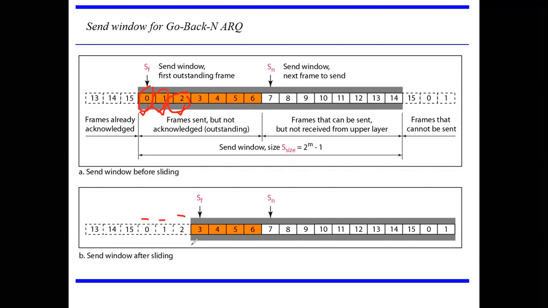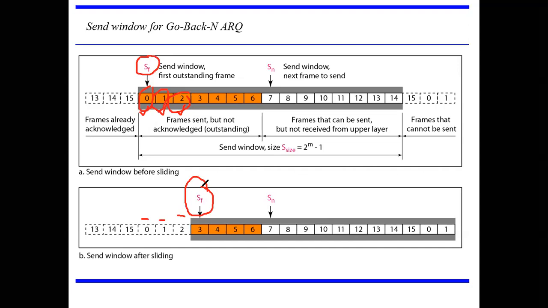Okay, it is slided by 3 positions. So you can see here previously SF was pointing at 0. Now SF is pointing at 3 here. Now you can see the meaning of sliding window. Your sender sliding window will be slided by a number of positions. So how many positions? It depends on the acknowledgement you receive from the receiver.